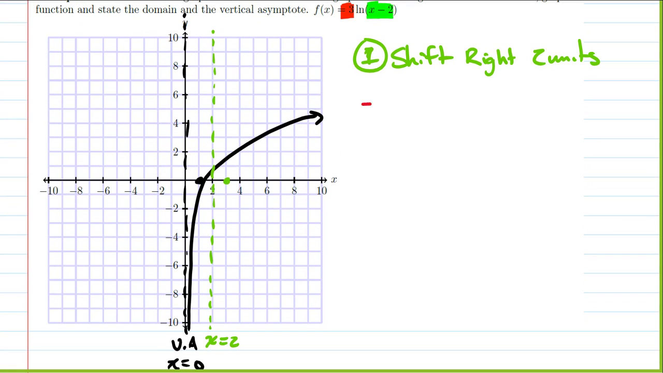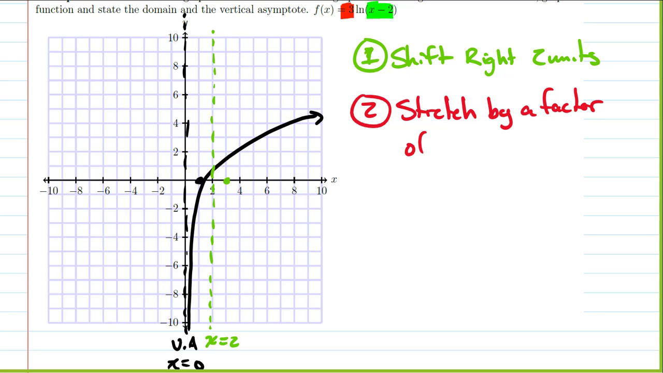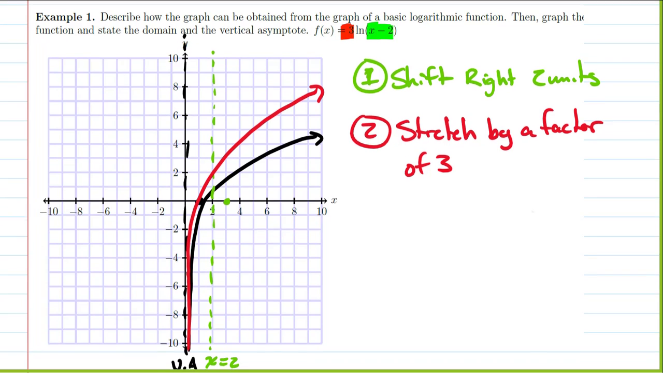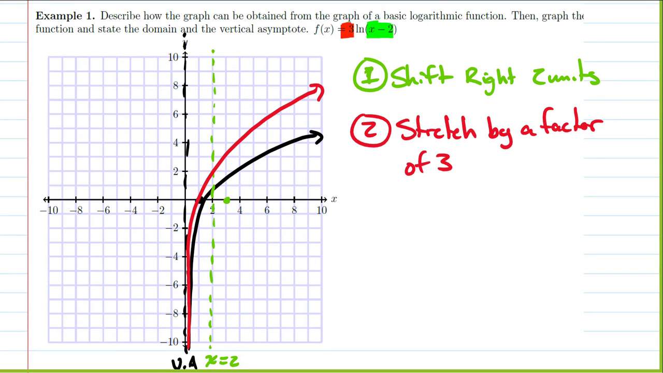The next thing we have is 3, and that's going to stretch our graph by a factor of 3. So we're going to get pretty much the same picture, but it's just going to get stretched by a factor of 3. So we're going to get that as our function.